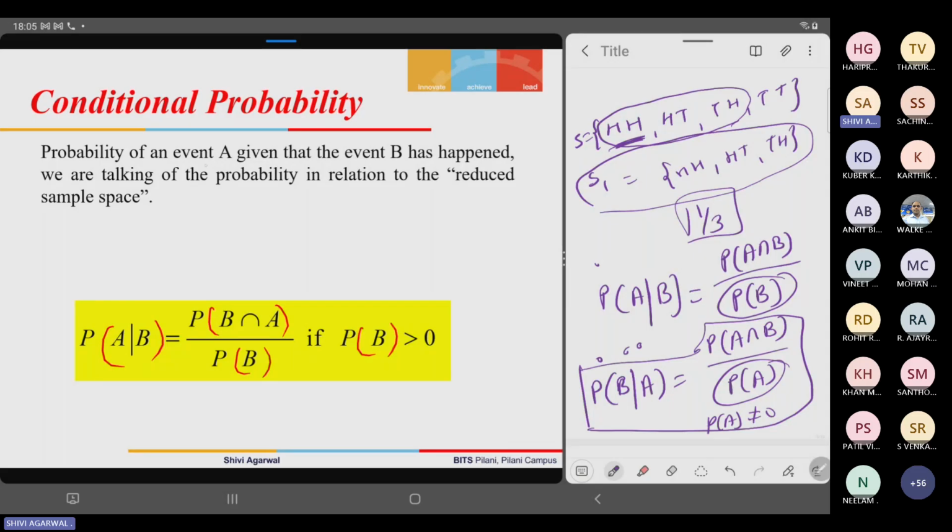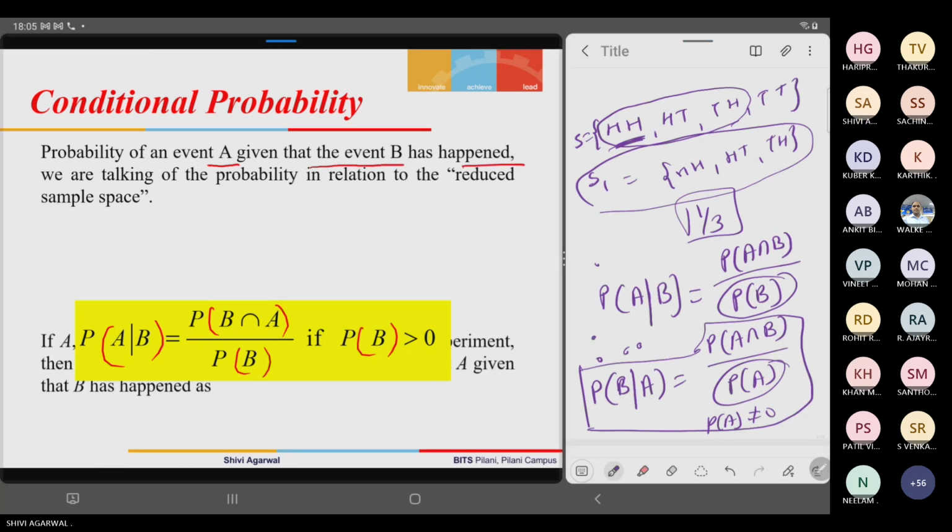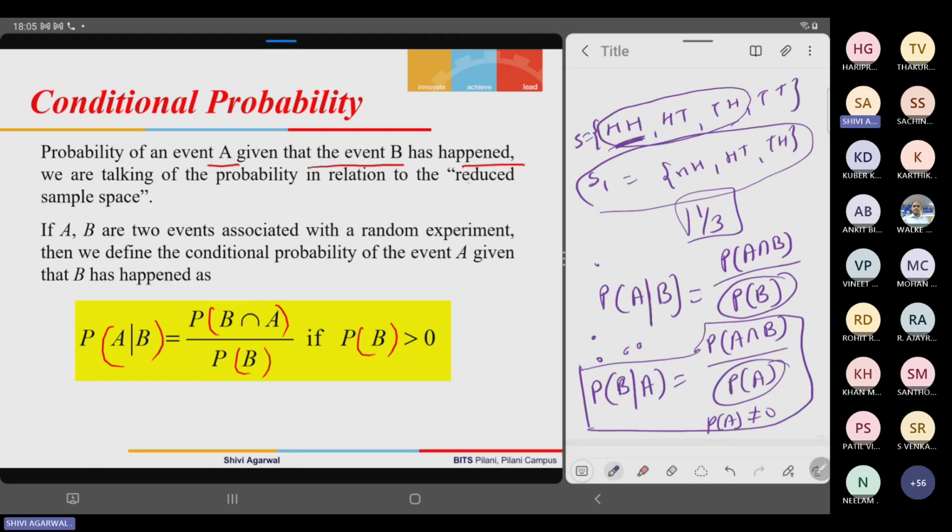So probability of an event A, given that B has happened, we are talking about the probability in relation to the reduced sample space. So you can say that S1 is the reduced sample space of S. We are taking some condition specifically.